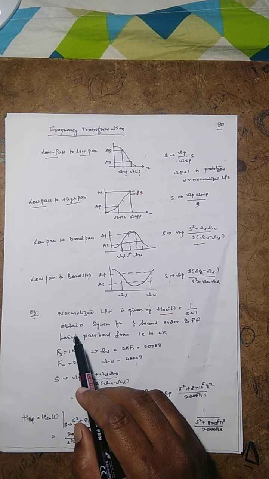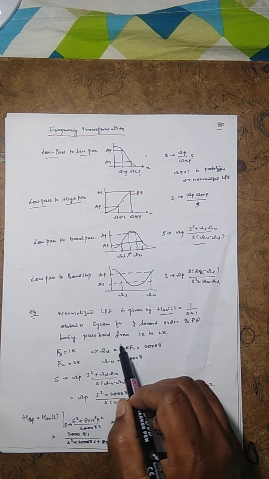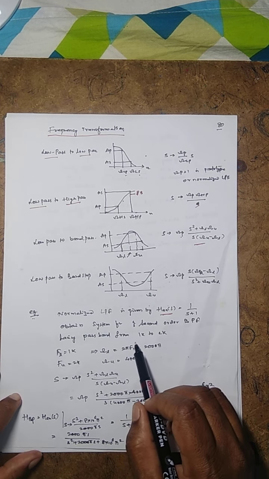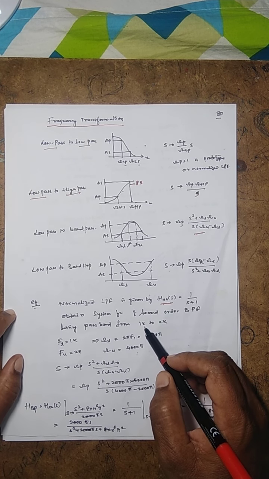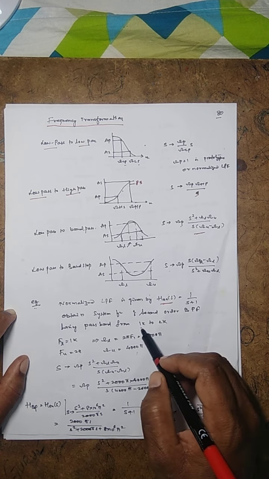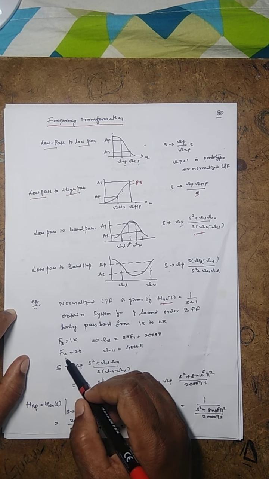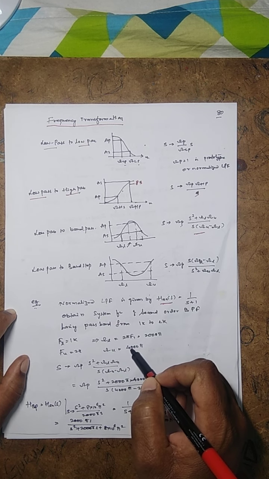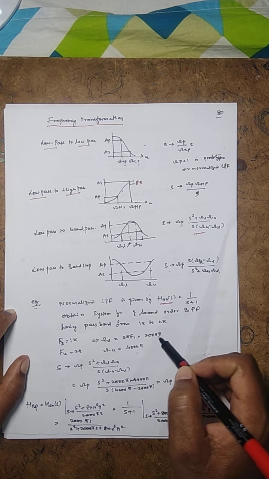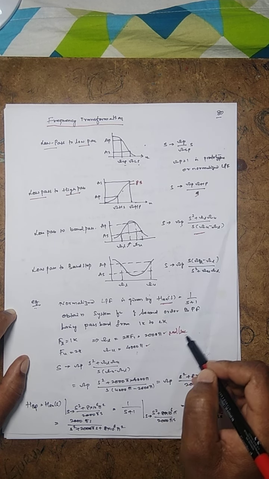Obtain the system function of a second order band pass filter having passband from 1K to 2K. It is given in kilohertz, so you have to convert it into radians per second. FL is given as 1K, FU is given as 2K, omega L is 2 pi FL, omega U is 2 pi FU. You'll get 2000 pi and 4000 pi radians per second.